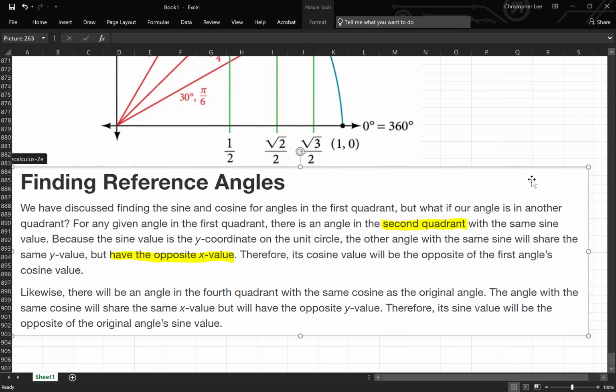Therefore its cosine value will be the opposite of the first angle's cosine value. Likewise, there will be an angle in the fourth quadrant with the same cosine as the original angle. The angle with the same cosine will share the same x value, but will have the opposite y value. Therefore, its sine value will be the opposite of the original angle's sine value.